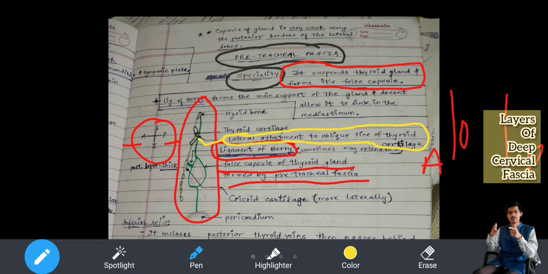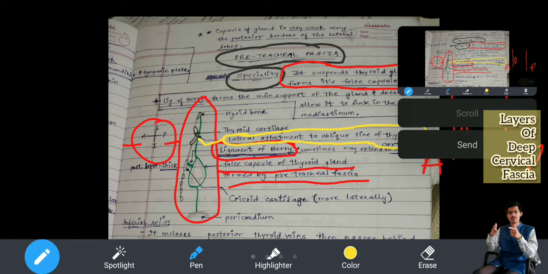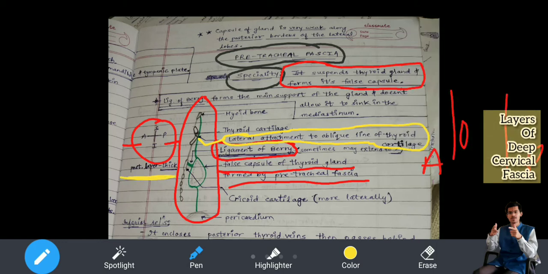See this, okay, and this is continuing further. Now if you take a screenshot and then we will see. See, posterior layer of the pretracheal fascia is thicker, as I have mentioned here. Now next we will see the extent in the inferior, okay, that is inferior relations.